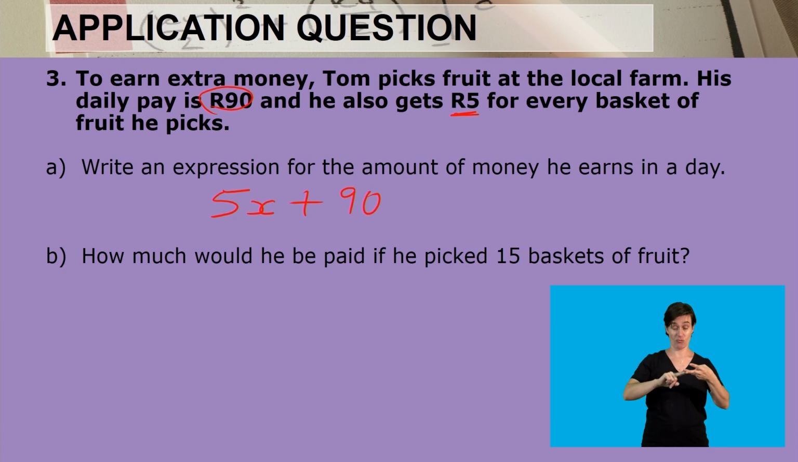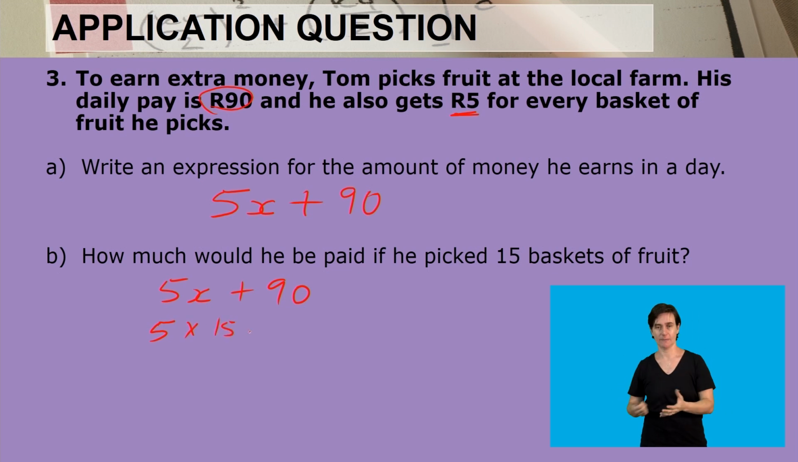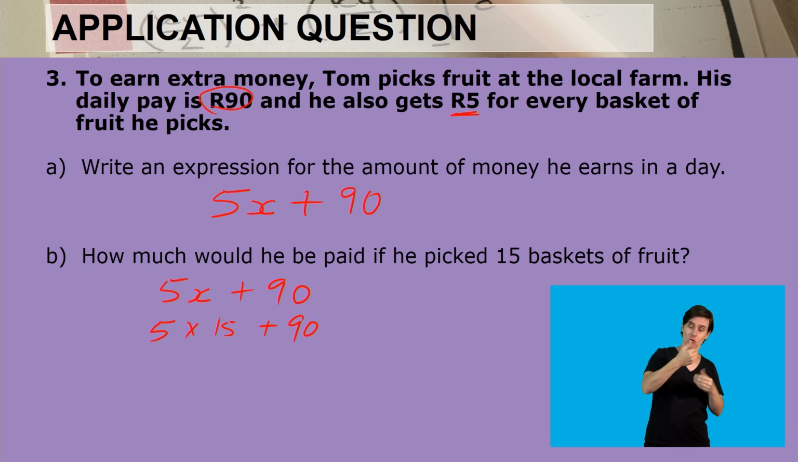Now the next question is, how much would he be paid if he picked 15 baskets of fruit? That means in the place of x, we are now going to put 15. So it would be 5 multiplied by 15, our value of x, plus 90. Quickly, calculate that on your own and see what answer you get. As you do that, remember the order of operations. We start with the multiplication and then we do the addition.